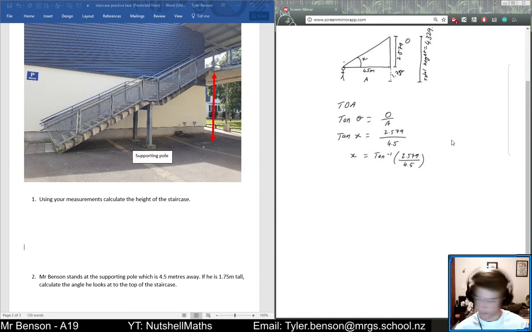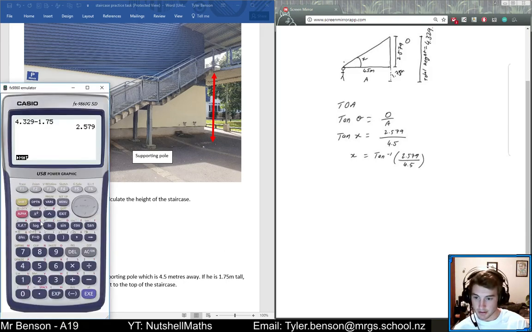So far so good. I was looking for my calculator, it's right here. Tan inverse of 2.579 divided by 4.5. Let's go like that. And we've just found x equals 29.817 or 8175 degrees. Okay.